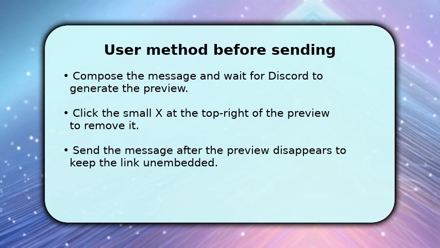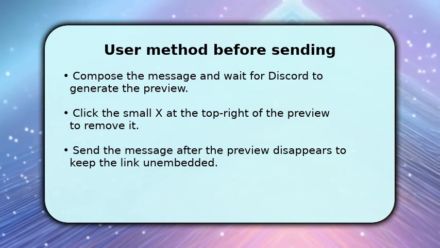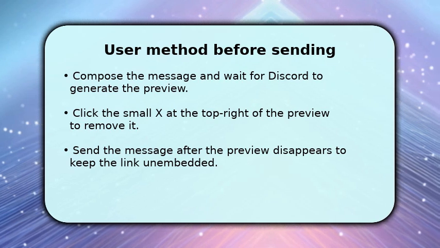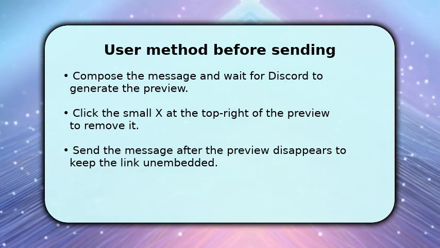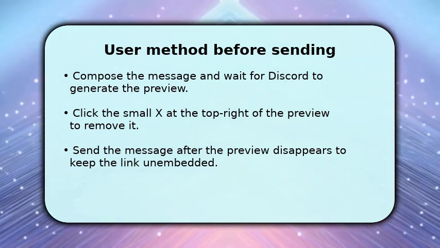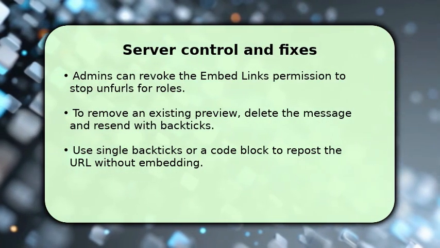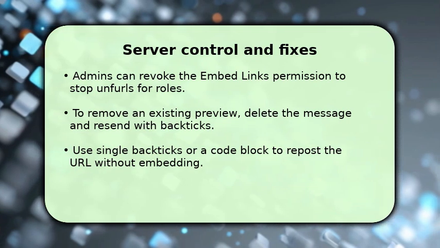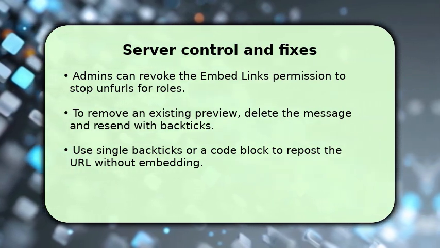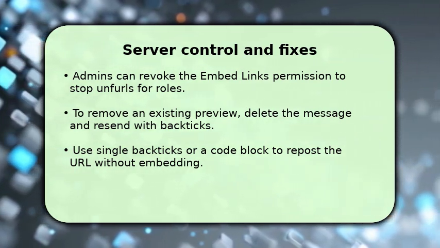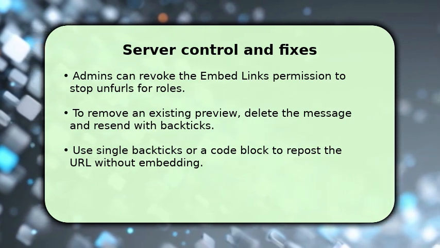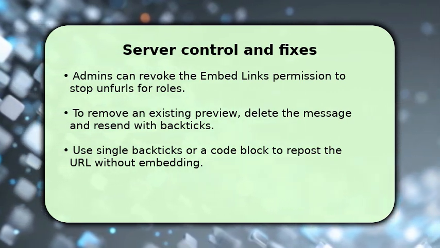If you need to keep the link visible but not embedded, wrap the URL in single backticks or a fenced code block before sending so Discord will not unfurl it. Server administrators can prevent link previews for multiple users by revoking the embed link's permission on roles. Open server settings, go to roles, select the role, and disable embed links to stop automatic previews.